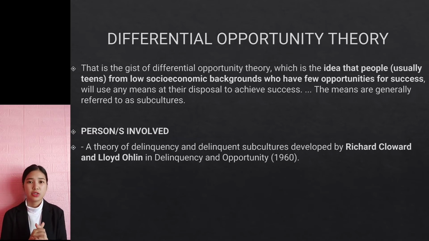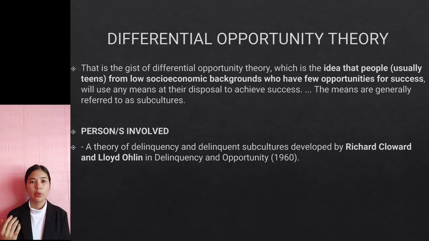That is the gist of differential opportunity theory, which is the idea that people from low socioeconomic backgrounds who have few opportunities for success will use many means at their disposal to achieve success. The means are generally referred to as subcultures. Crime is only possible if society, certain neighborhoods, or delinquent subcultures provide illegitimate means. A certain kinship cannot be ignored with the routine activity approach, where, for example, the presence of an alarm system prevents the opportunity to commit a crime. So the persons involved, a theory of delinquency and delinquent subcultures, was developed by Richard Cloward and Lloyd Ohlin in Delinquency and Opportunity in 1960.